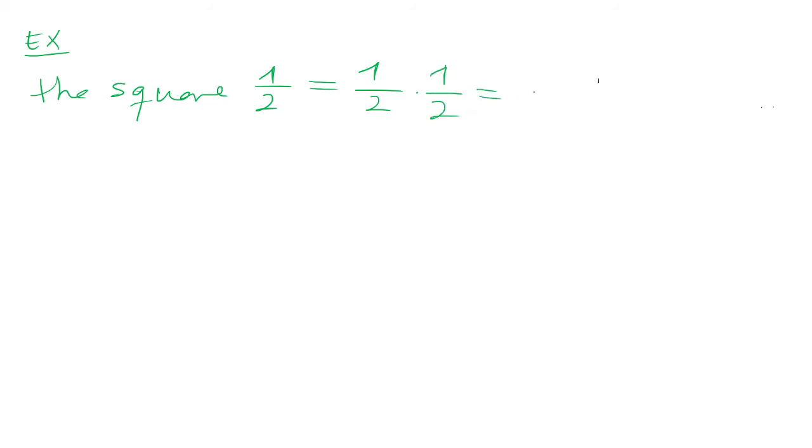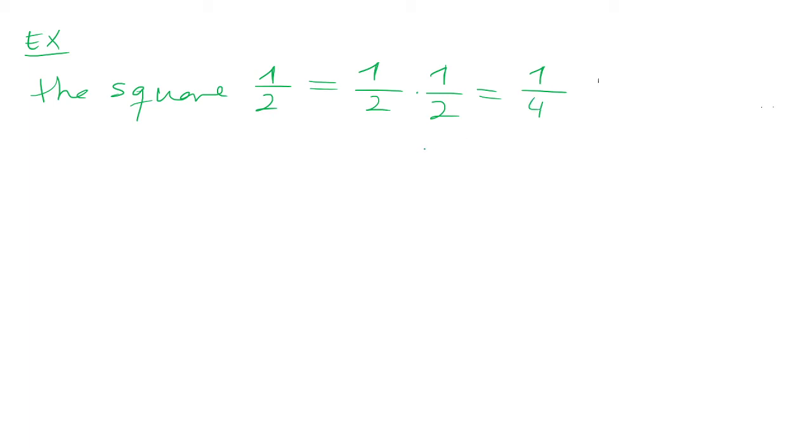Now we're going to talk about the squares of fractions. The squares of fractions are found in the same manner by multiplying any given fraction by itself. For example, we want to find, say, the square of 1/2. Well, the square of 1/2 is simply equal to 1 divided by 2 multiplied by 1 divided by 2, which is equal to 1 divided by 4.